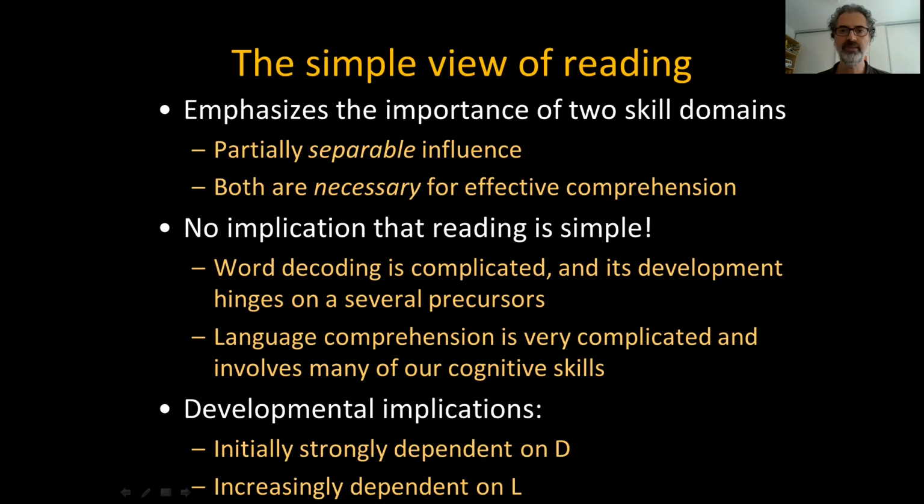Later on, when decoding is mostly in place and most words can be accurately decoded, decoding plays much less of a role, and from that point on, it is language comprehension or oral language skills that are most important for reading comprehension. So reading comprehension is increasingly dependent on language comprehension skills rather than decoding skills as reading matures.